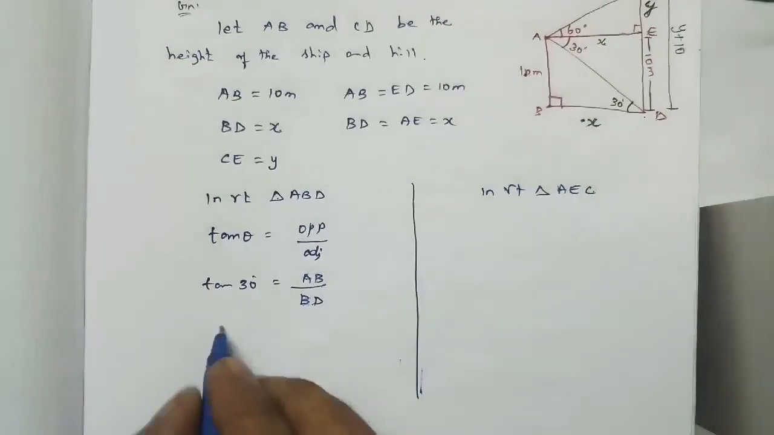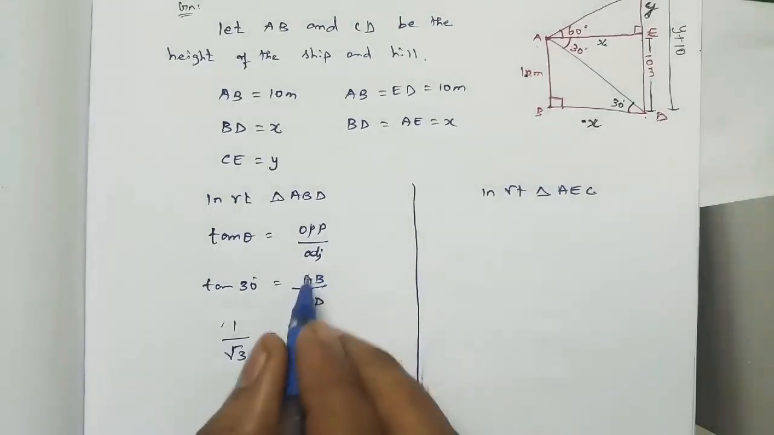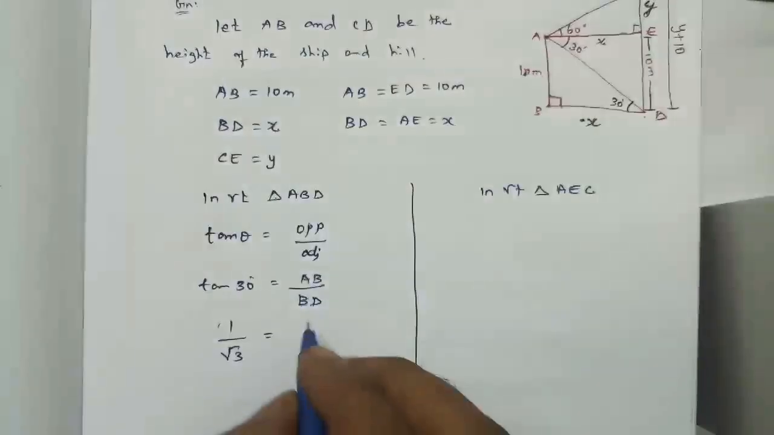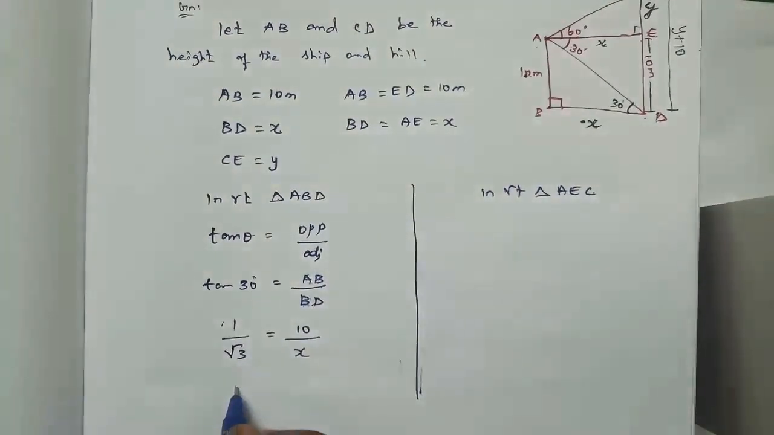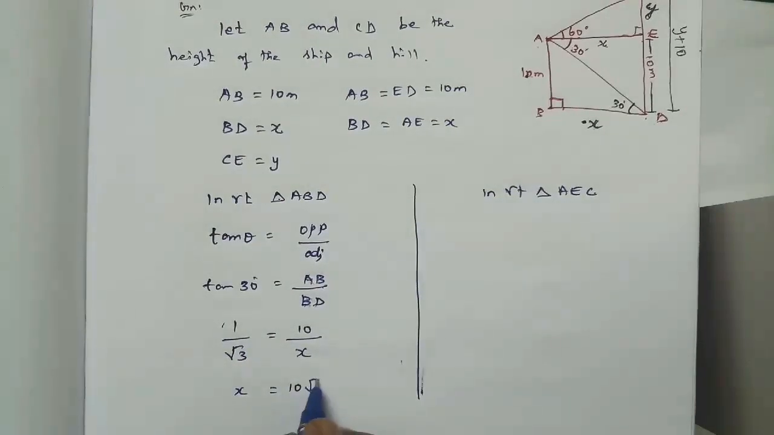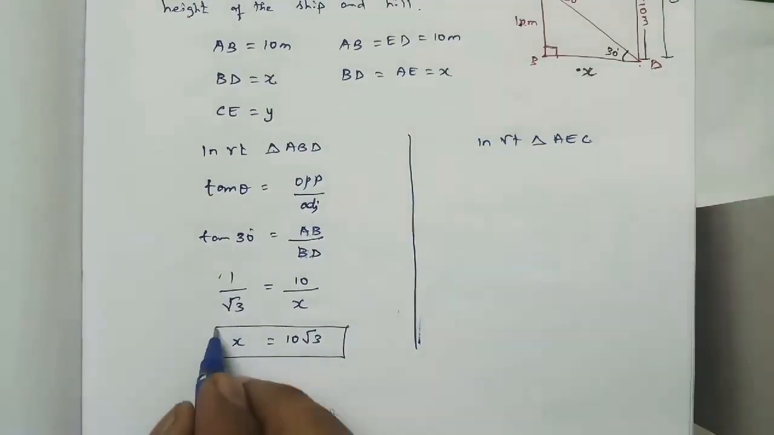So what is the value of tan 30 degree? 1 by root 3 is equal to AB by BD. AB is nothing but 10 meter. So 10 divided by BD is equal to x. Just taking x to the LHS, x is equal to 10 root 3, right? We have found that x value, x is nothing but 10 root 3.